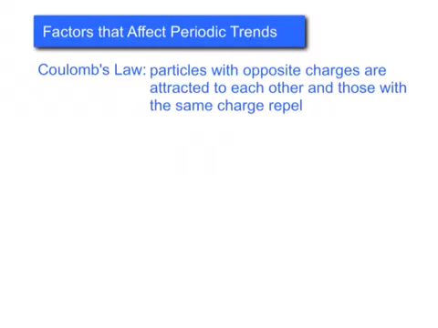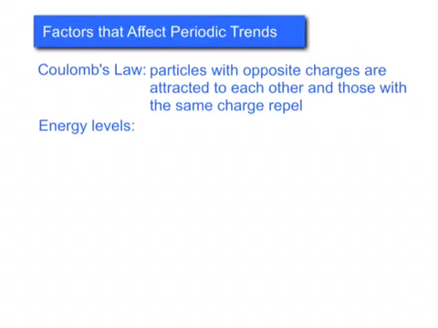Okay, so there are 2 main factors that affect these periodic trends. The first is the number of energy levels. And you know that the periodic table gives us information about how many energy levels a particular atom has based on which row it is in, or which period it's in the periodic table. So the first row just has 1 energy level, the second row has 1 and 2, the third has 1, 2, and 3, and so on.